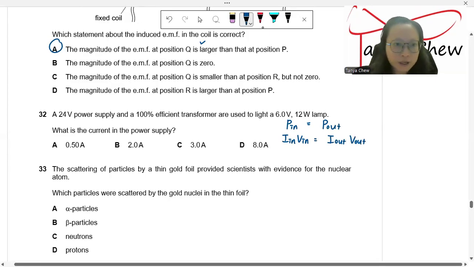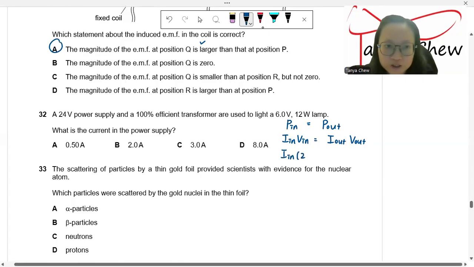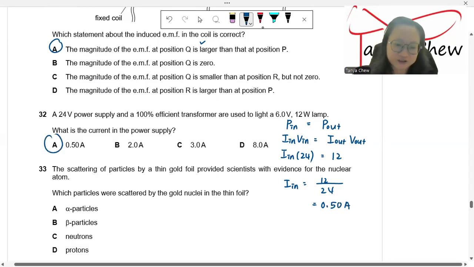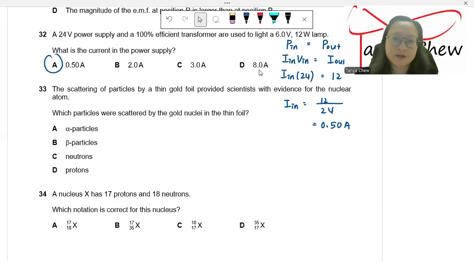Input voltage is already given. So I have to find the input current. Input voltage is 24 volt. Output current times output voltage, this is output power. So I'll just put 12 here. This is 12 watt. I input is equal to 12 divided by 24, which is equal to 0.50 ampere. A is the answer.